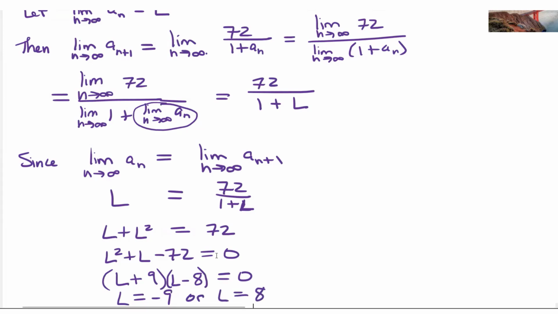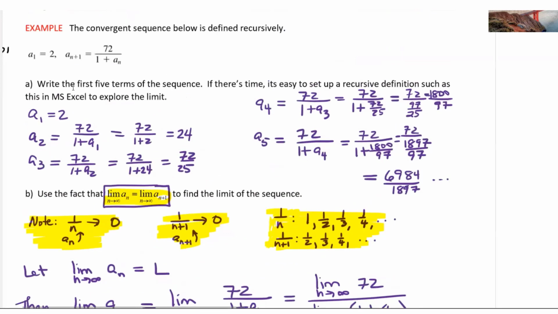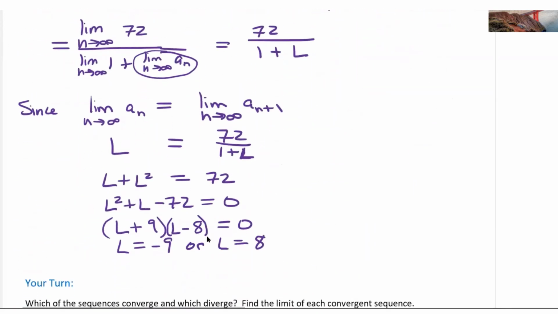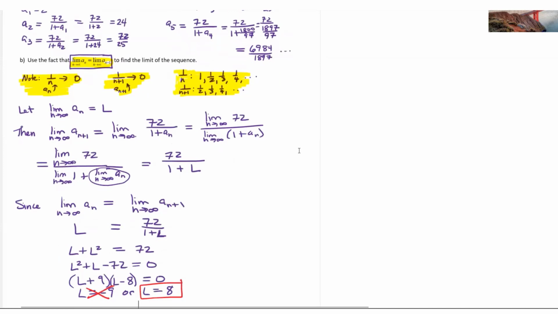Okay, but we're starting with positive terms and we're never subtracting. You're never going to get a negative. So it can't be -9. So it must be 8. Okay, so sometimes when you have a recursive sequence, you can use the fact that the limit as n goes to infinity of the a sub n's is equal to the limit as n goes to infinity of the a sub n plus 1s in order to figure out what it converges to.